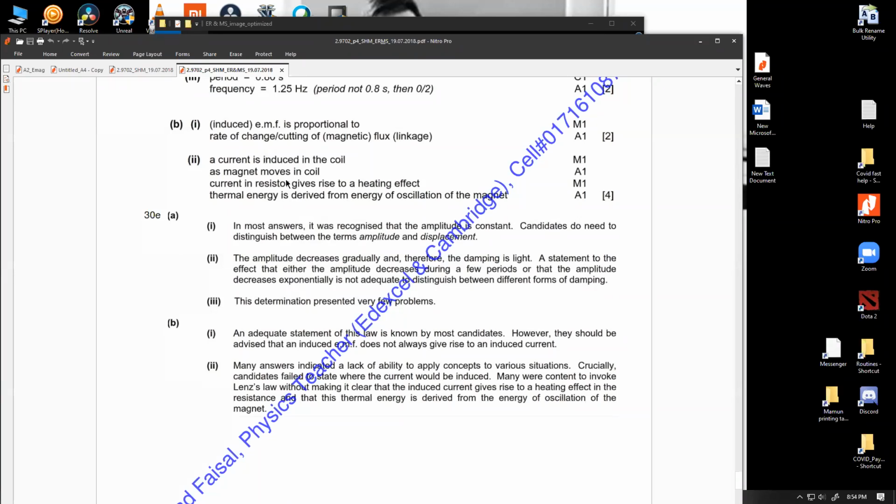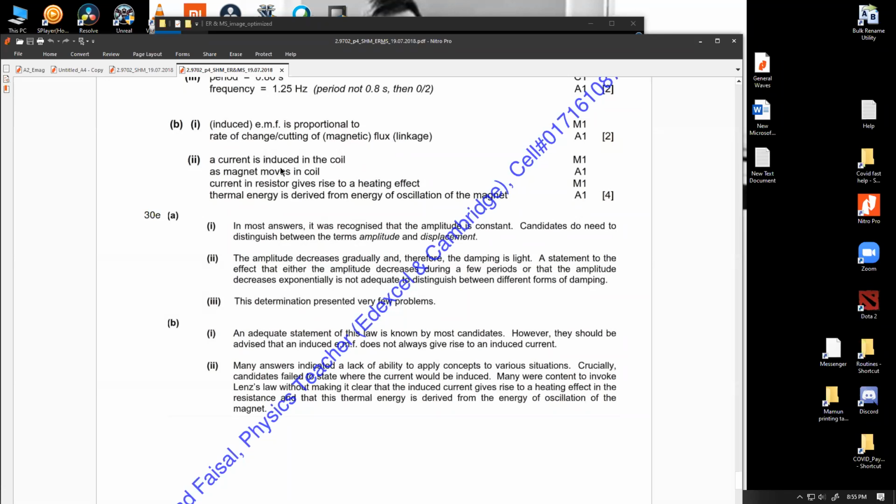Here's what I believe. Have a look at what they have written in the exam. Crucially, candidates fail to state where the current would be induced. Okay, we can always say the current would be induced in the coil. That is a given. Many were content to invoke Lenz's law without making it clear that the induced current gives rise to a heating effect in the resistance, and that this thermal energy is derived from the energy of oscillation of the magnet. So here's the trouble.